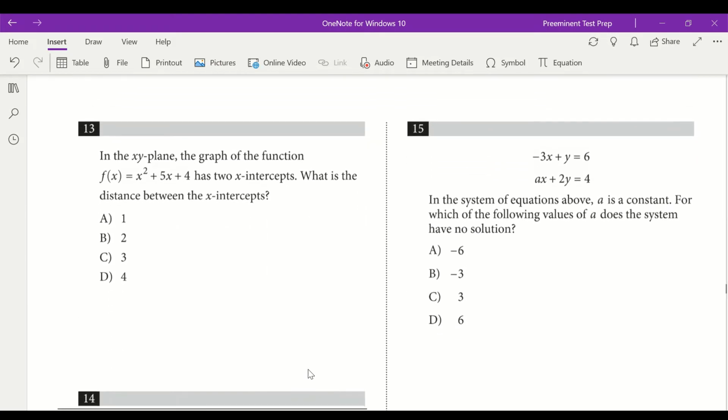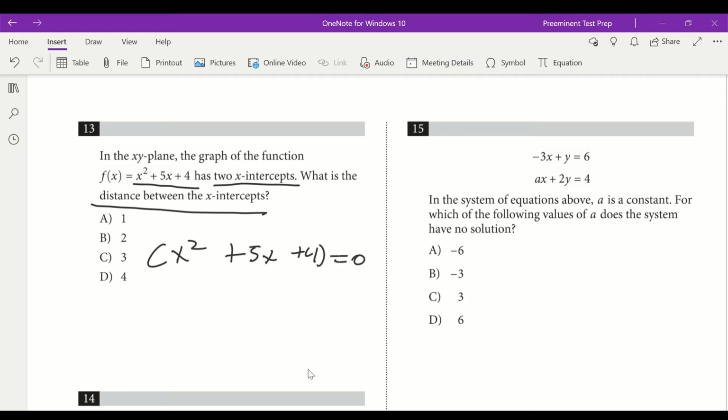Question 13. In the xy plane, the graph of the function f of x equals x squared plus 5x plus 4 has two x-intercepts. What is the distance between the x-intercepts? Well, we know x squared plus 5x plus 4. We know our x-intercepts are our zeros, right? So we can set that equal to 0. So now we have to find factors of 4 that add to 5. Well, factors of 4 that add to 5 are 4 and 1.